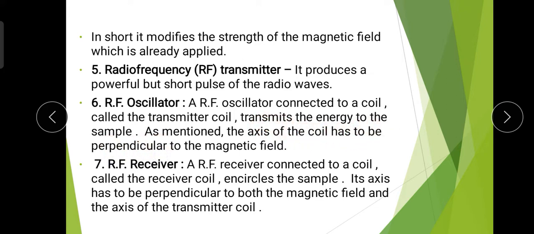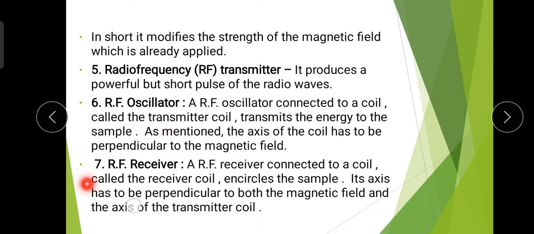So the function of the RF oscillator is to be connected to the coil and transmit the energy to the sample. As mentioned, the axis of the coil has to be perpendicular to the magnetic field. In our previous lecture we already mentioned that the axis of this coil is perpendicular to the magnetic field. Then and only then we get the resonance condition.